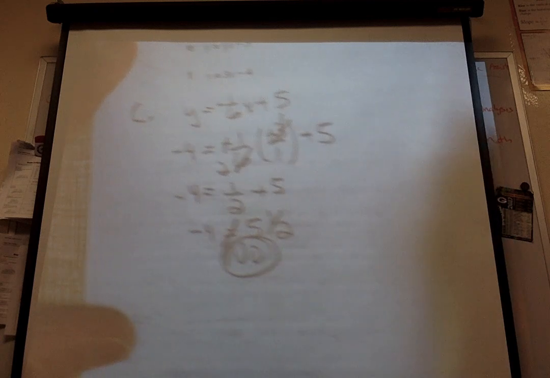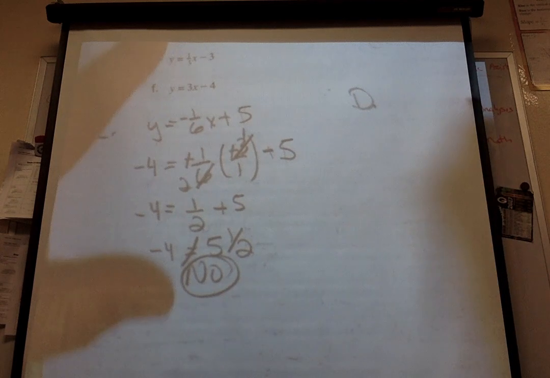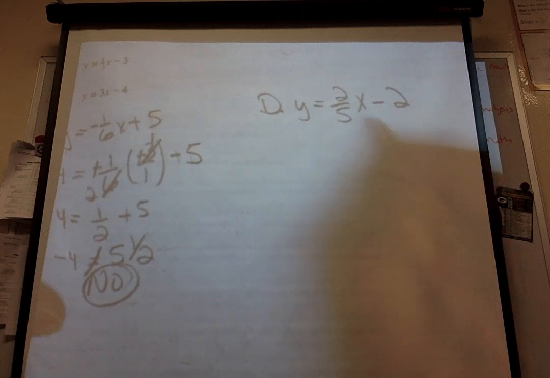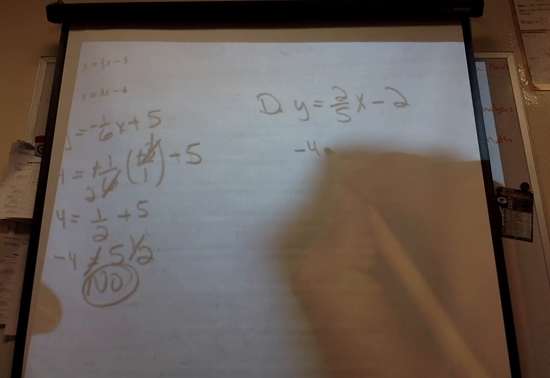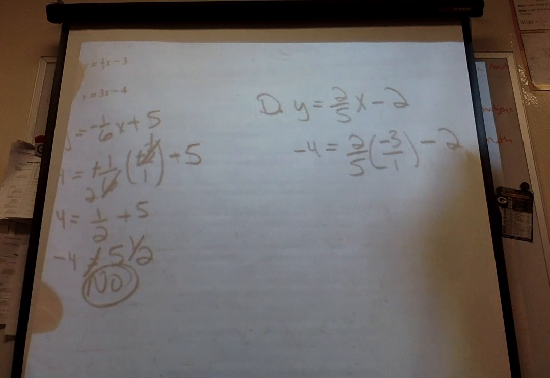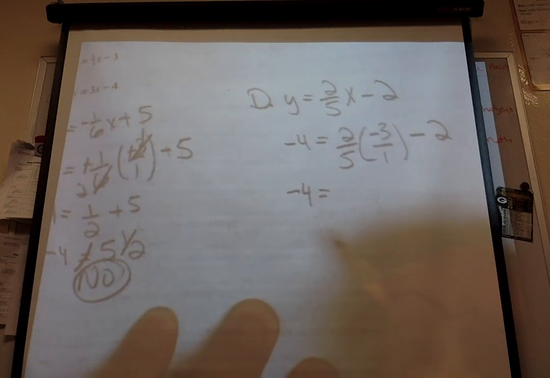Let's do another one the same way, just substitution using our x and our y. So this time in D, our equation is y equals 2/5x minus 2. So y is -4 equals 2/5 times our x value of -3/1. And we're going to subtract 2. So there's nothing we can do on the left, so -4 equals, and there's nothing I can reduce, so I'm just going to multiply across.